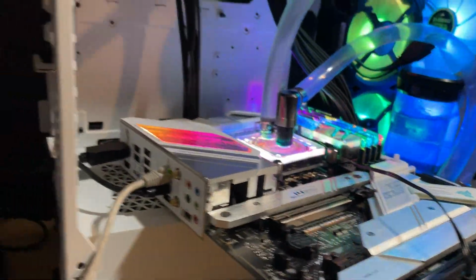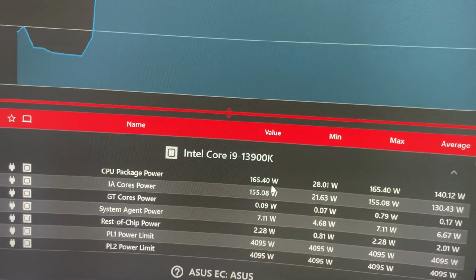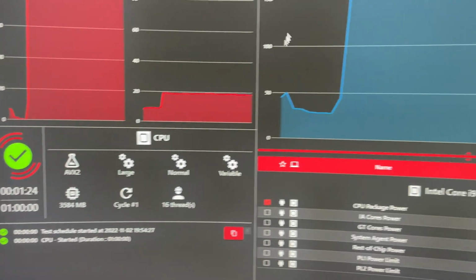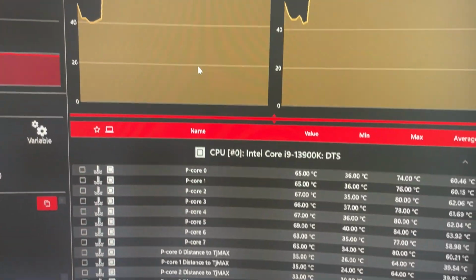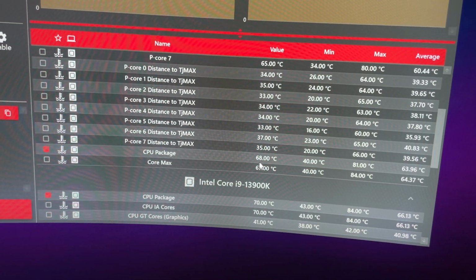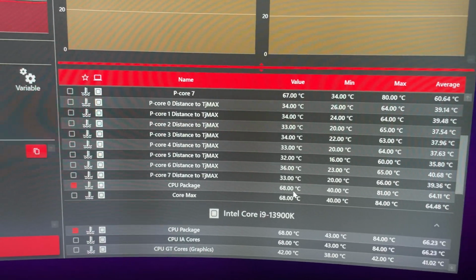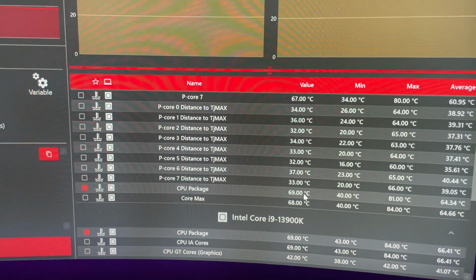Okay, so in the stock configuration here, we're pulling 163 watts, just regular OCCT. And then the temperature on the package here is 68, 69. Okay, so next, let's go do just the contact frame and see if it makes a difference.